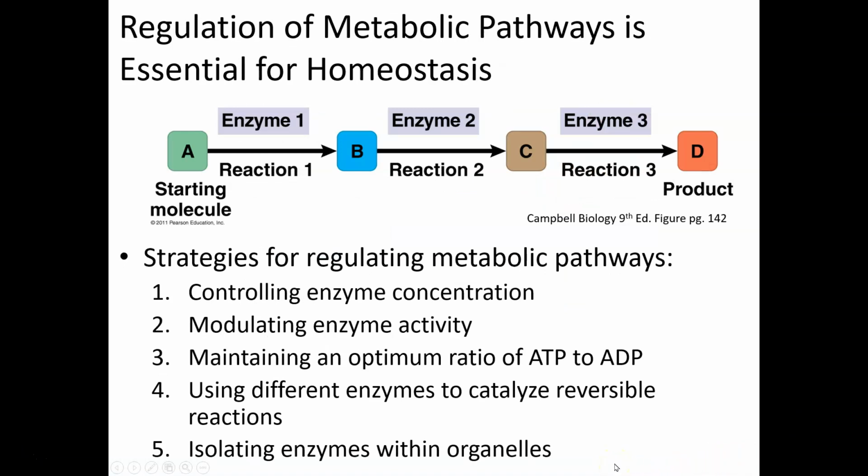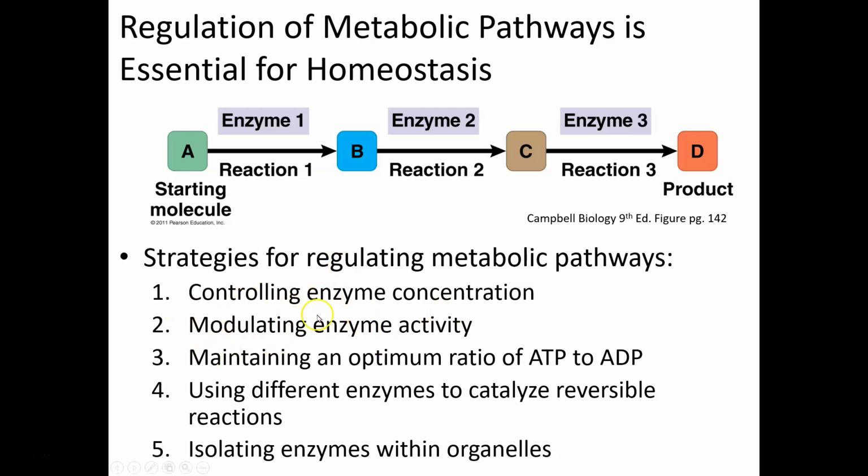So another thing that regulates the metabolic pathway is controlling the enzyme concentration. As a matter of fact, there are many historical studies in physiology that looked at exercise training and the effect on enzyme concentration. And that's really one of the reasons why you can run faster or longer when you start training: you have more enzymes in your mitochondria and cells to make more energy faster, more efficiently. So controlling enzyme concentration is important.